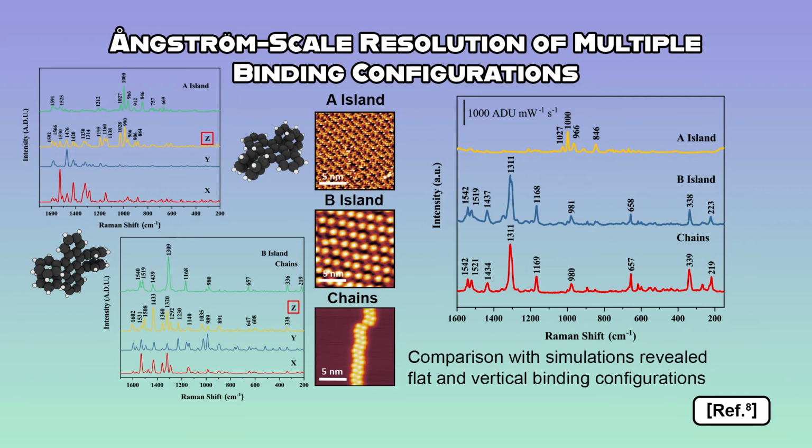TERS revealed unique vibrational fingerprints for each conformation. Our Rubrene molecule was found to adopt a flat orientation when surrounded within a molecular island, while a decrease in the density of intermolecular interactions results in a vertical orientation.